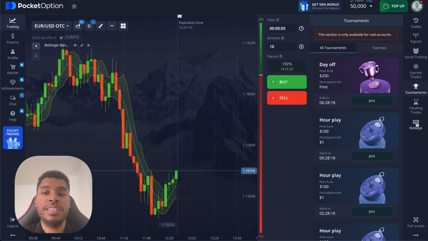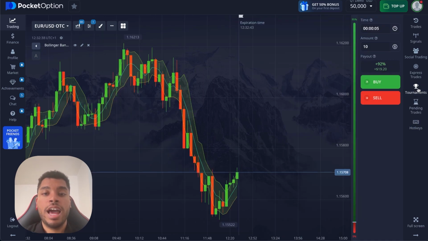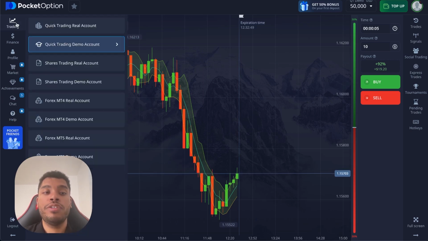Again, this is something pretty advanced and I don't think that most traders will take advantage of this function. Now, if we move to the extreme left of the screen, we have another menu, and the first item in this menu is called trading. So if we click on it, we can decide what type of trading we want to do. And let me explain exactly what that means.